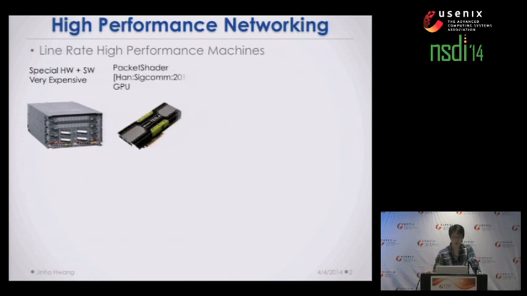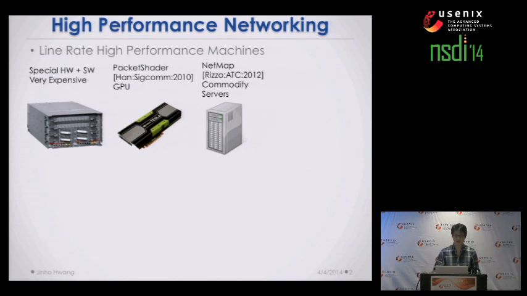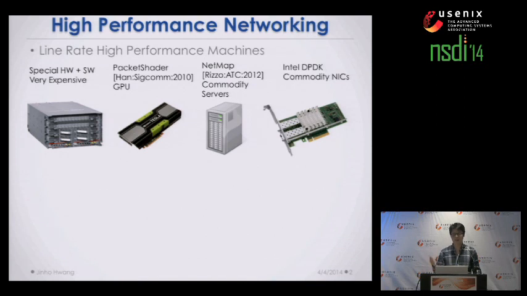I show you some examples like PacketShader and SSLShader 2010, and the authors are here right now, so I'm going to say the good things about it. They leverage GPUs and chips like 40 gigabits per second. It's really good. The next system is netmap, ATC 2012, and they run on commodity servers and achieve very high performance. Also, Intel released DPDK, the Data Plane Development Kit. They run on commodity servers and commodity NICs.